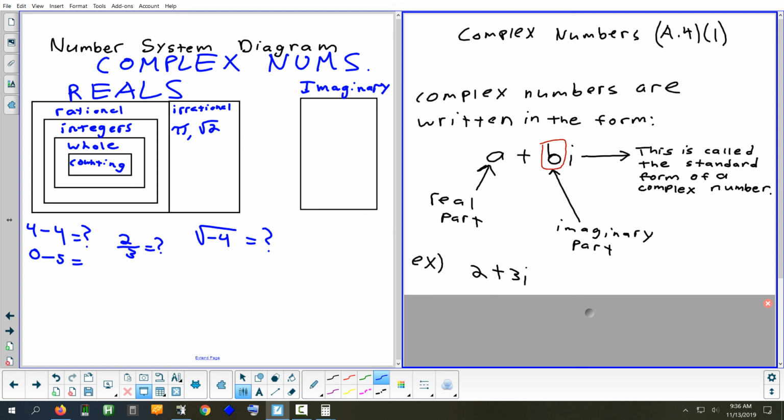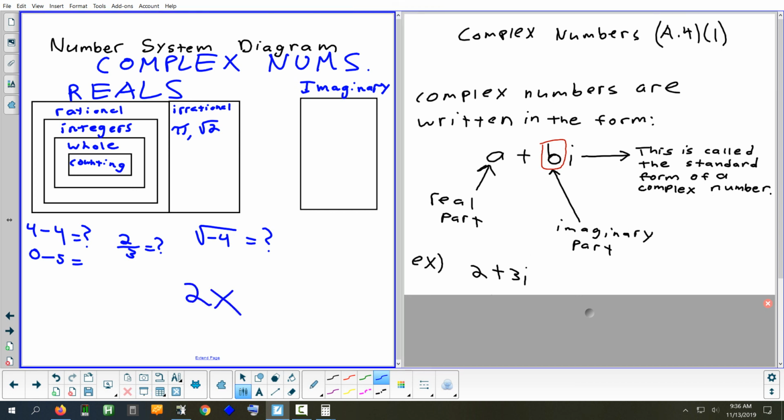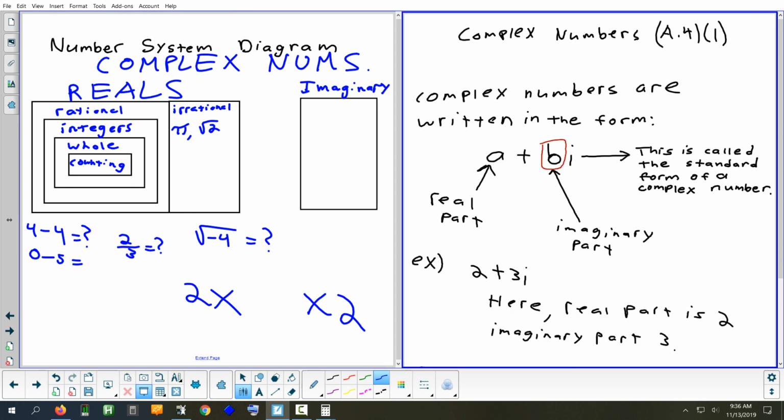Standard form is like the normal way to write it. Kind of like if I had to write 2x, I would put 2x. It's not wrong to put x2, but we're just used to putting the number in front of the letter. It's just the way we normally do it, standard way. So, in that problem, if I asked you what's the real part, you would say 2. If I said what's the imaginary part, you would say 3. The i is just there to tell you what's in front of it is imaginary.